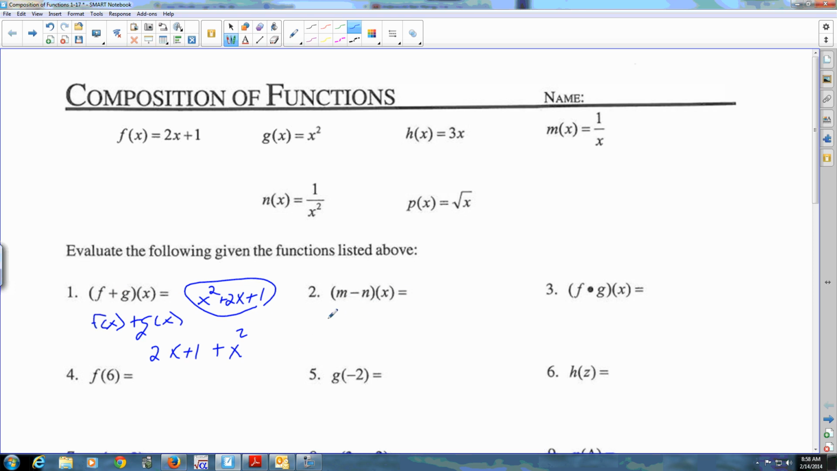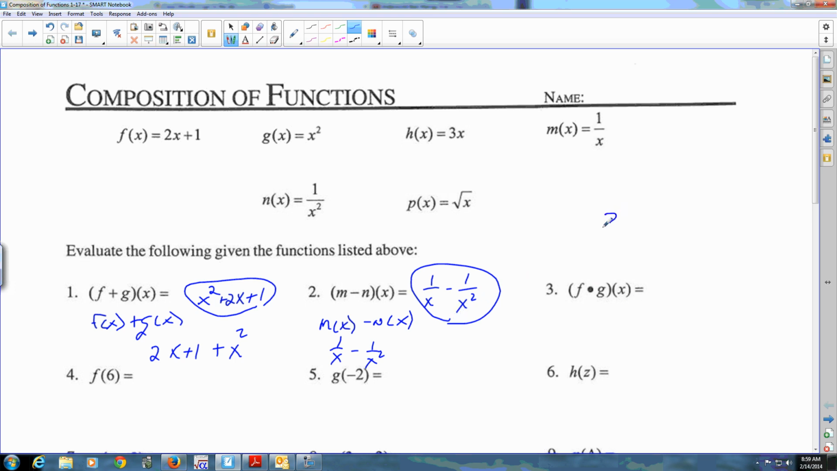M minus n of x is m of x minus n of x. M of x is 1 over x minus n of x is 1 over x squared. Now, I don't feel right now that we need to worry about adding or subtracting fractions, so I would be just fine if you guys wrote your answer like this. Okay? If we had been practicing how to add and subtract fractions, I would say take it further, but for right now, I would be delighted if you got that far.